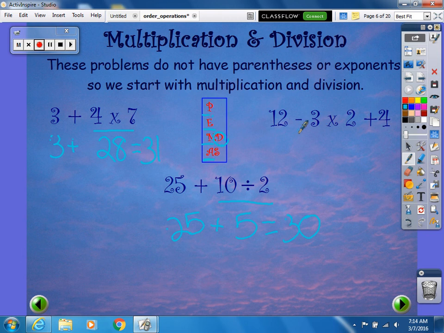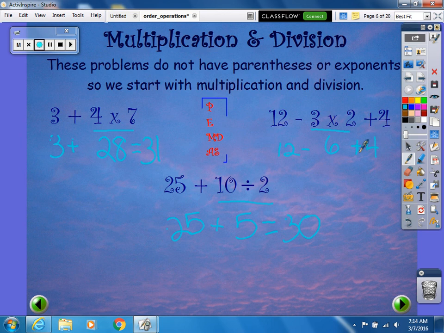Go ahead and copy, well, no, we'll do this one together. So we have subtraction, multiplying, and addition. According to our please excuse my dear Aunt Sally, what do you guys think we should do first? We have subtraction, multiplying, or addition. We should do our multiplying. So what is 3 times 2? It's 6. Let's copy down everything else.